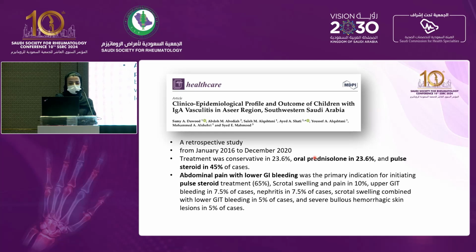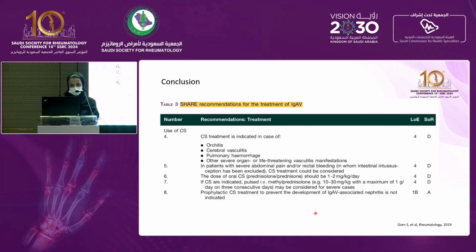The main indication for pulse steroid was mainly abdominal pain with lower GI bleeding, followed by orchitis, upper GI bleeding, nephritis, and both orchitis and lower GI bleeding, and 5% had severe bullous hemorrhagic skin manifestations.